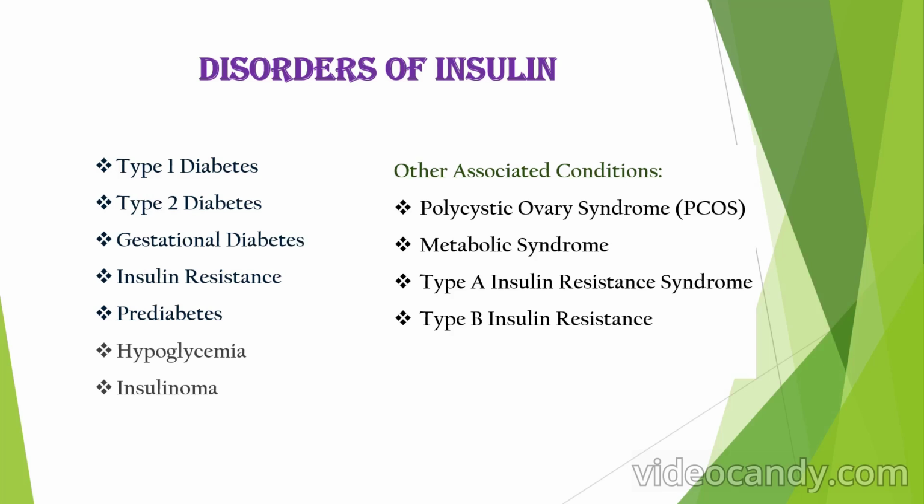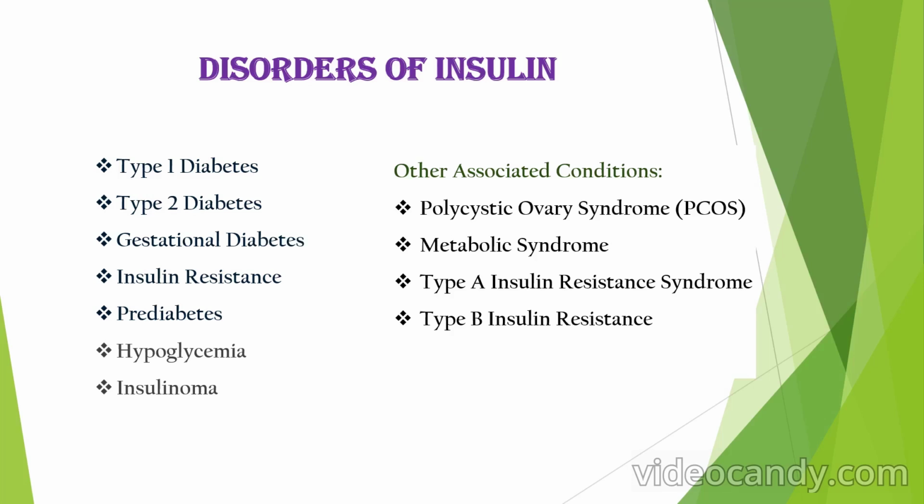Type 1 diabetes is an autoimmune disease where the body's immune system attacks and destroys insulin producing cells in the pancreas. Type 2 diabetes is characterized by insulin resistance, where cells do not respond normally to insulin, often accompanied by insufficient insulin production. Gestational diabetes develops during pregnancy and usually resolves after childbirth, but increases the risk of developing type 2 diabetes later in life.